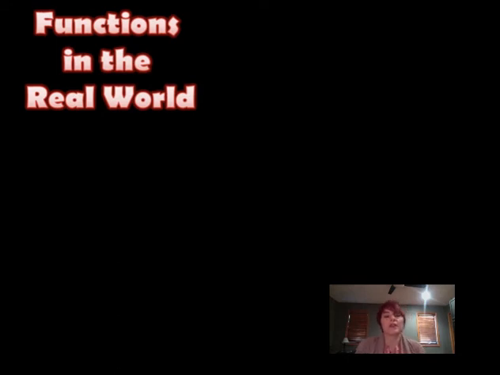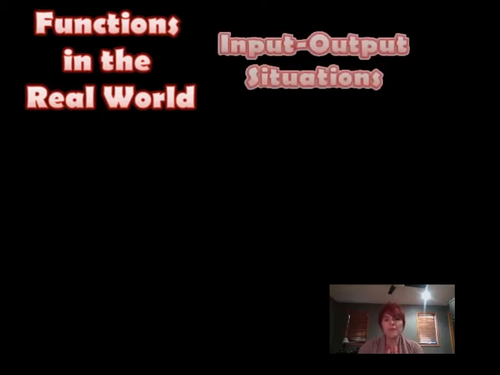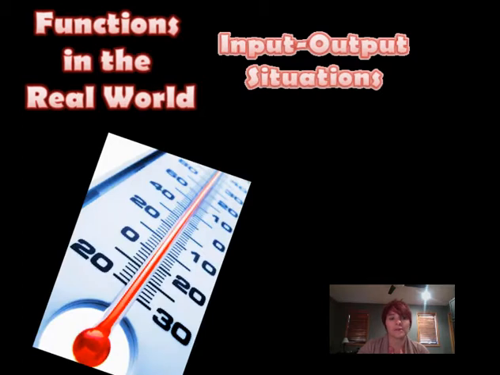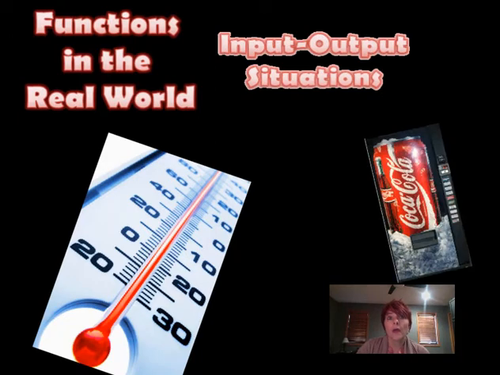Today we're going to do section 2.1, functions. Where are functions in the real world? Think of them as input-output situations. For example, a thermometer. You can compare Fahrenheit to Celsius. You can have one as an input, one as an output. Soda machines. A user puts in money, pushes a button, and a specific item drops into the output slot.